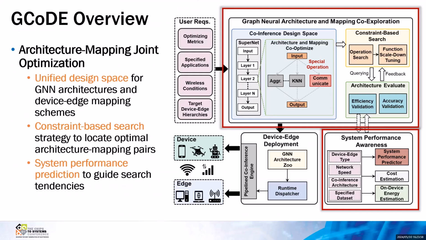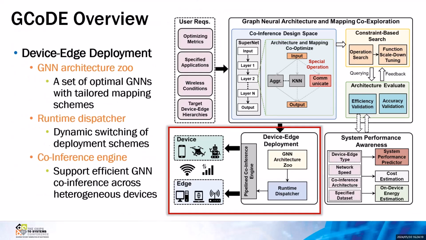During the search process, system performance evaluation of these candidates is based on our prediction method, which avoids costly on-device measurements. And another important component is the device-edge deployment tool. It provides an efficient co-inference engine that supports the automated deployment of the optimal GNN architecture and mapping candidates across the target system.